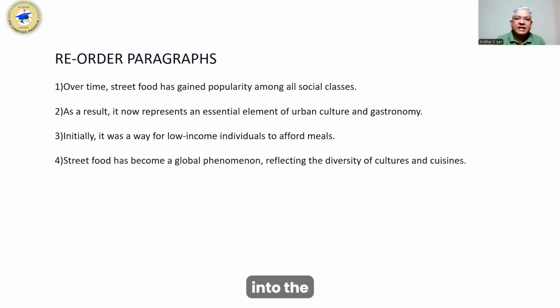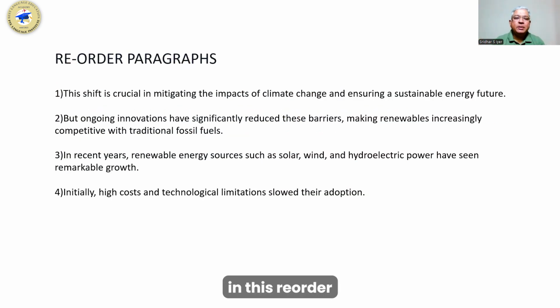Okay, let us dive into the next reorder paragraph. In this reorder paragraph, in recent years, renewable energy sources such as solar, wind, and hydroelectric power have seen remarkable growth. Looks like a standalone sentence. Then the pair is initially high costs and technological limitations slowed their adoption, but ongoing innovations have significantly reduced these barriers, making renewables increasingly competitive with traditional fossil fuels.